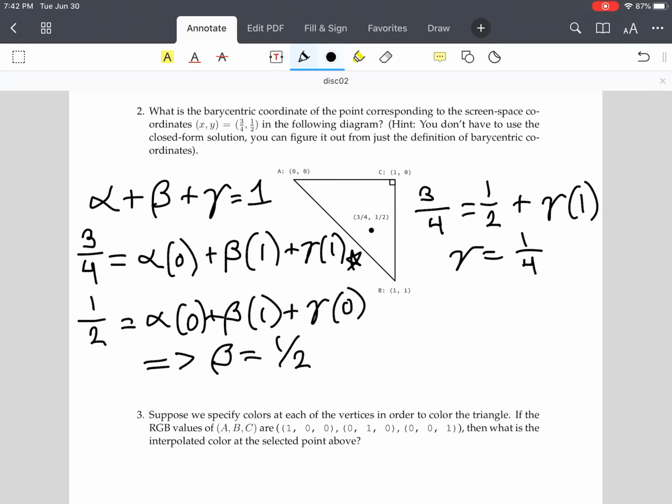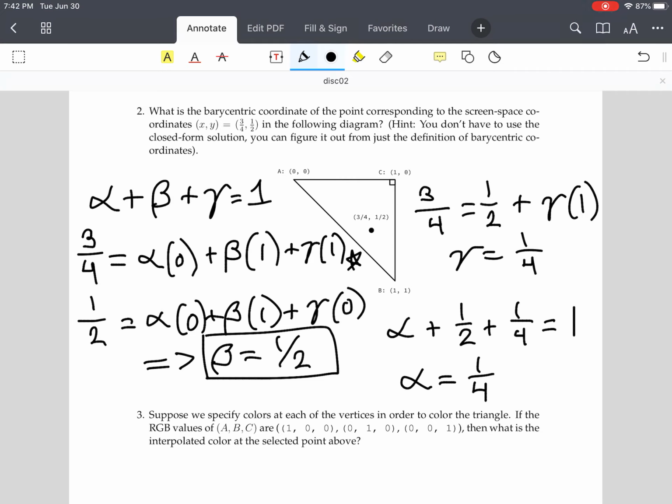Okay, now we have two values, and we have this last equation of them all summing up to 1. So let's plug these into that. We're going to go alpha plus 1/2 plus 1/4 is equal to 1. Subtract from both sides, and we get alpha is equal to 1/4. Okay, and there we go. These are our answers. So beta is equal to 1/2, alpha is equal to 1/4, and gamma is equal to 1/4. And those are our barycentric coordinates. They add up to 1, and the math checks out. Okay, so that's all. We just write out the equations. We have 3 unknowns and 3 equations, so we're able to solve and get our answer.